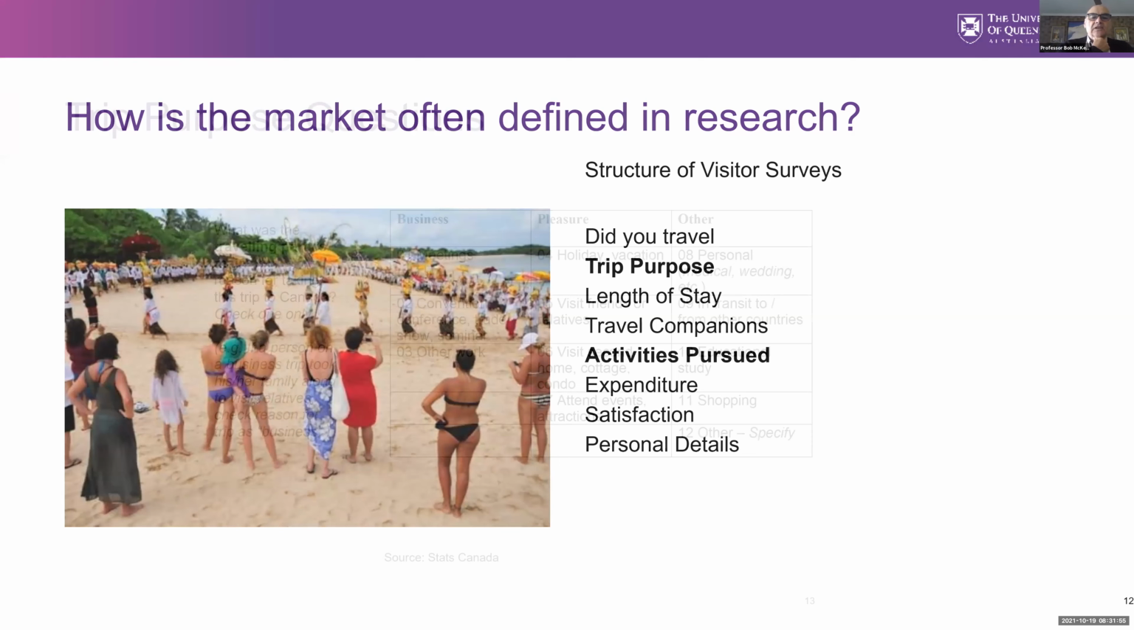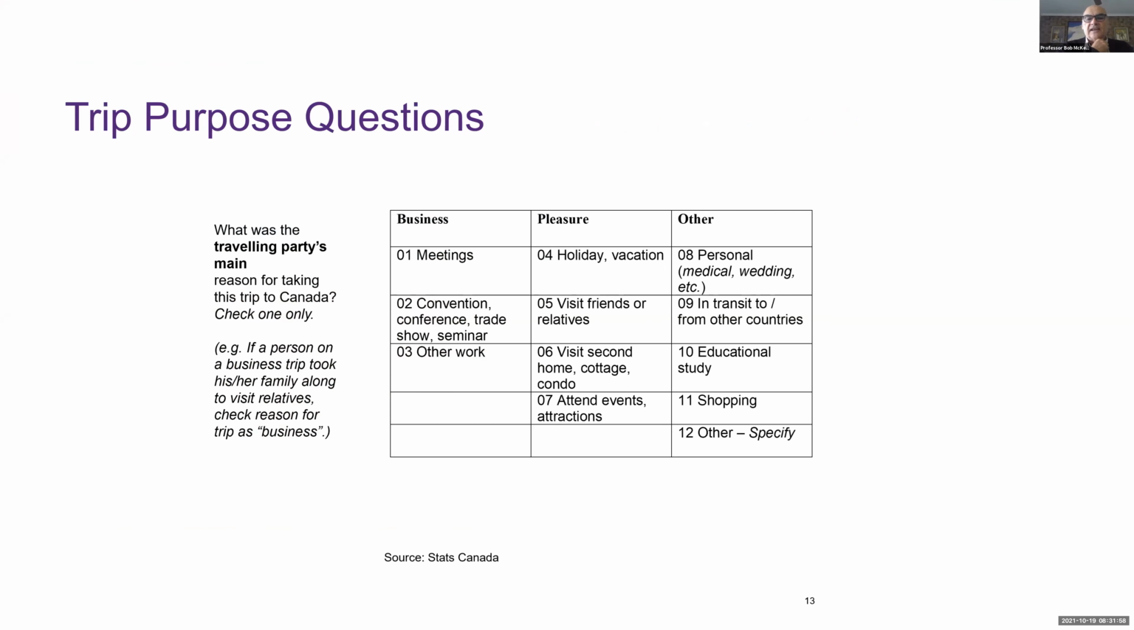And this is pretty typical of a trip purpose question. This is from Stats Canada. It's the old Tourism Canada survey, but it's pretty much the same type of trip purpose question that's asked in virtually every national, state, or local tourism survey. And the question is, what was the traveling party's main reason for taking this trip to Canada? Please check one only. For example, if a person on a business trip took his or her family along to visit relatives, check the reason for the trip as business. And then they usually give you a few options, but they ask you to pick one option.